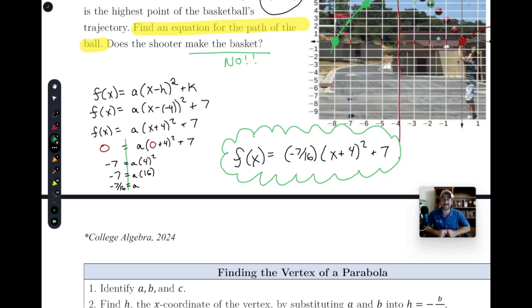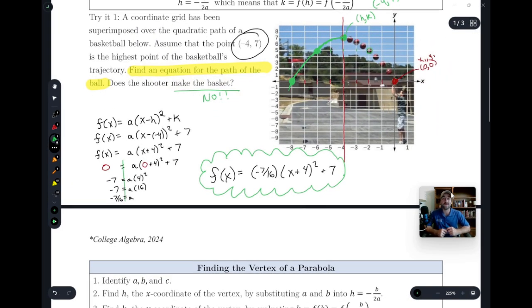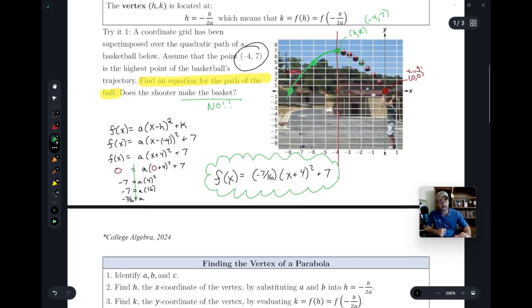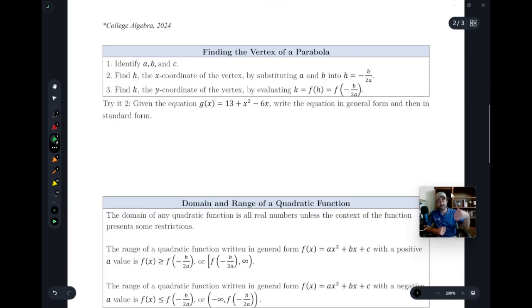All right, that was a pretty tough one to get started. It's good practice, though, in seeing that you can use the vertex form, the vertex and a point on the parabola, to solve for a function given a graph. Take it a little bit easier now. They're giving us a function, and they're just asking us to write the general and the standard form.